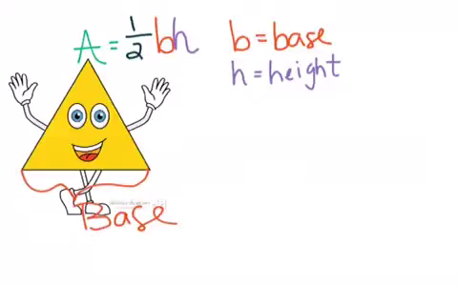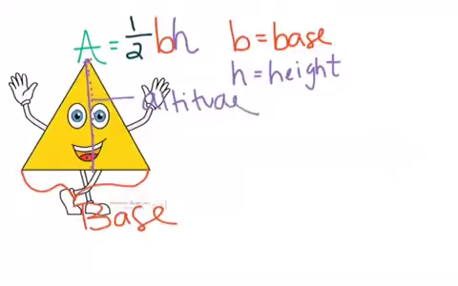Just like with parallelograms, the height or the altitude may be determined by dropping a perpendicular line segment from a vertex to an extension of the base that is opposite of the vertex. So we start at the vertex right here. That's our vertex. And we're just going to drop it down right here, straight down. So this is our altitude. Remember, the height is the length of the altitude.